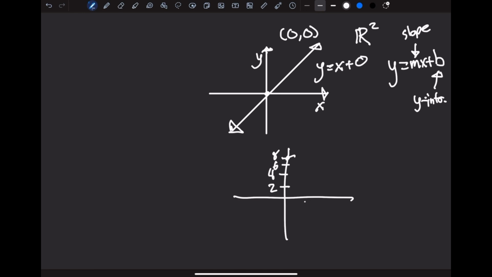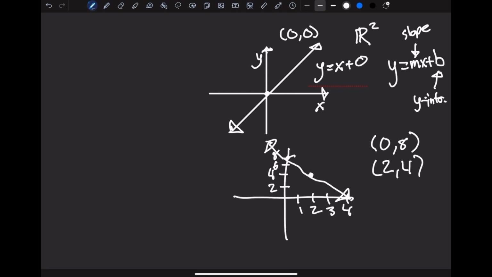Then let's say you have another point. Let's say 1, 2, 3, 4. So at 2, 4, you have another point. You know that these two points connect the graph like this. Something like that, right? Don't mind my handwriting, but the idea would then be that we have the two points: 0, 8, our y-intercept, and the point 2, 4.